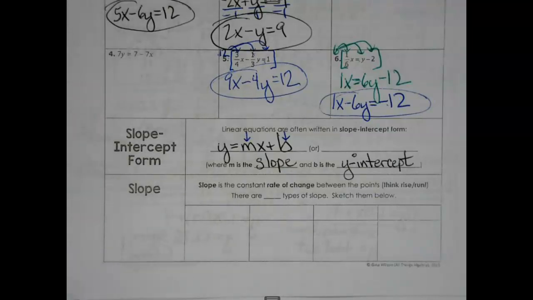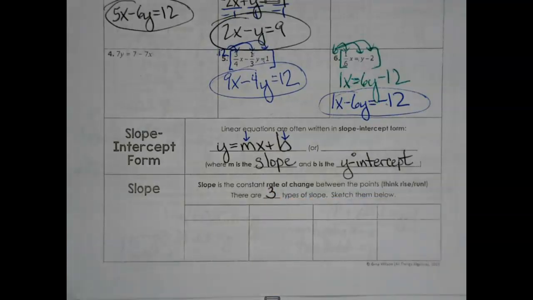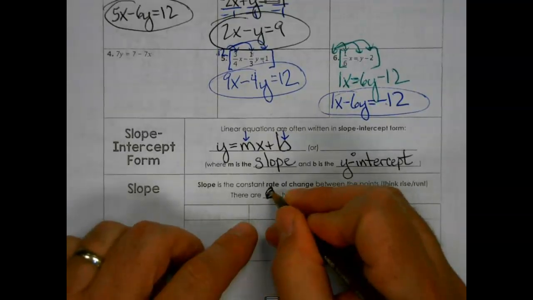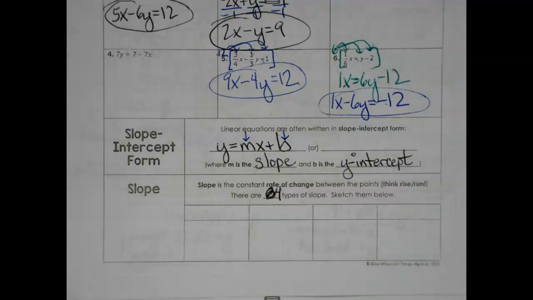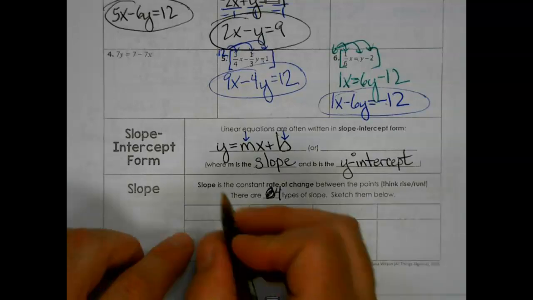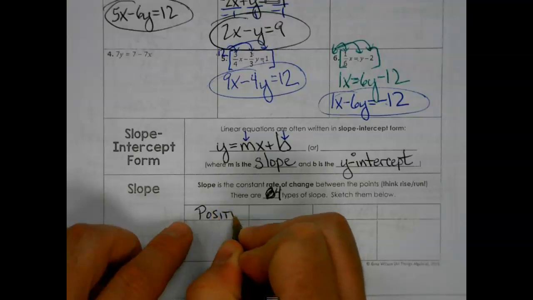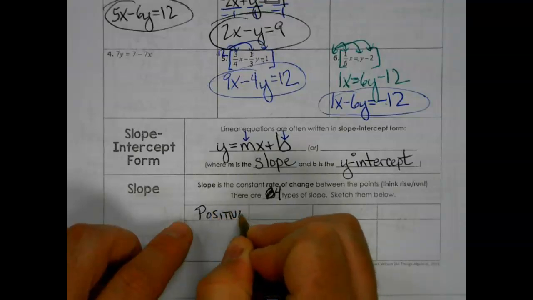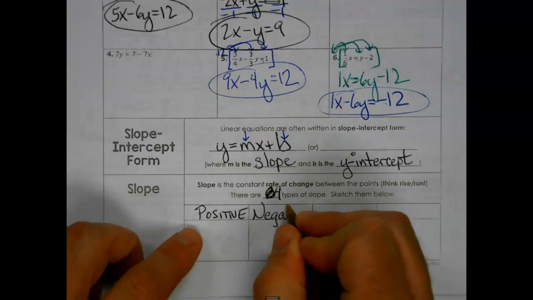So there are going to be, well actually, oh my gosh, you can tell it's the morning. I got 4 blanks here and I wrote 3 types of slope. There's 4 actually. So when we're doing slope, we have positive and negative. Those are the two that we deal with most often.